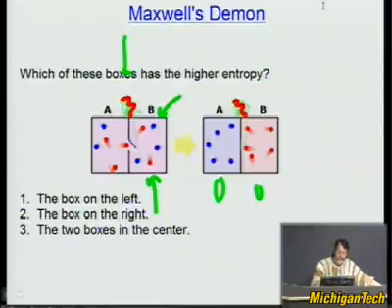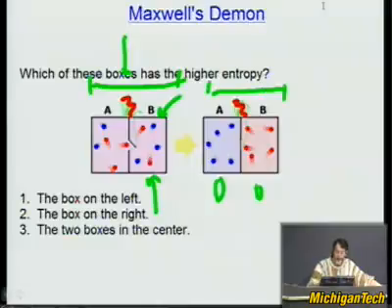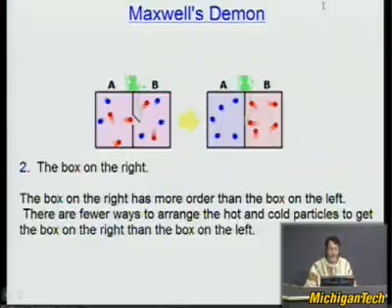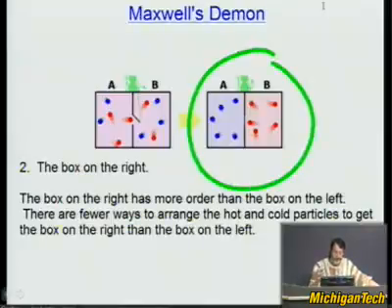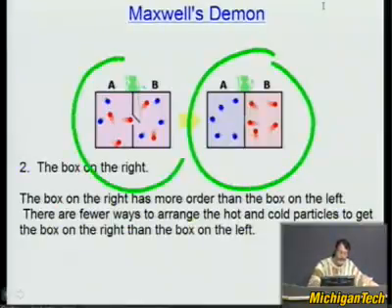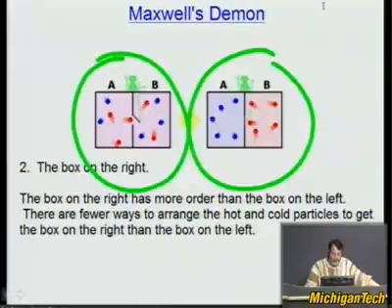So each of these is considered a box. This unit here is considered a box, and that unit here is considered a box. Each box is two compartments. So the answer is the box on the right actually has lower entropy. Did I get that backwards? All right. The box on the right has more order. I hope I didn't get that backwards. And the box on the left would have a higher entropy.